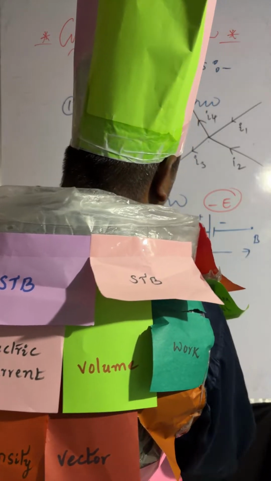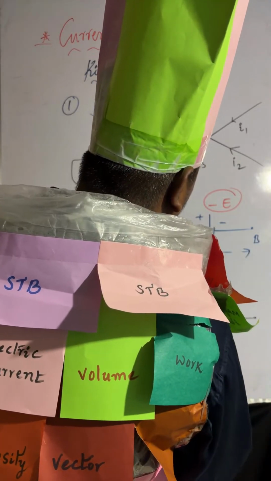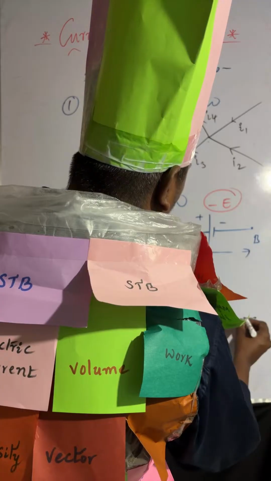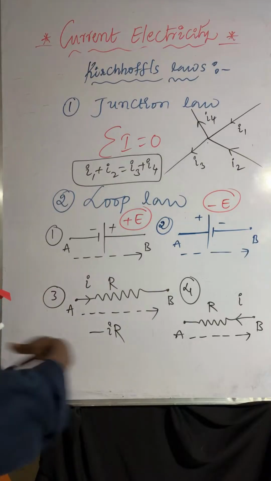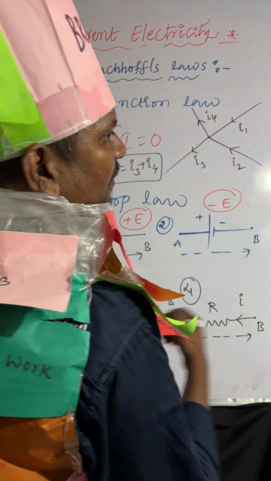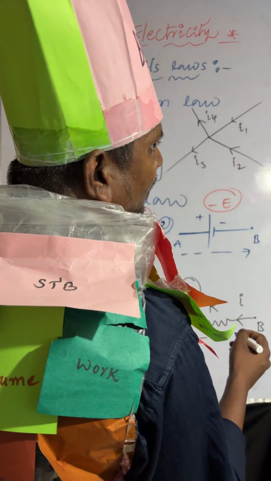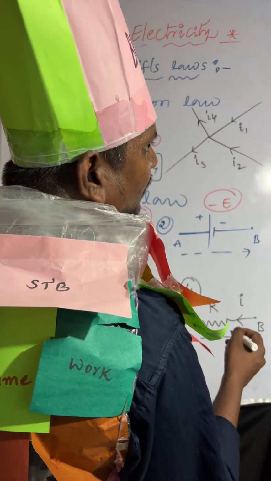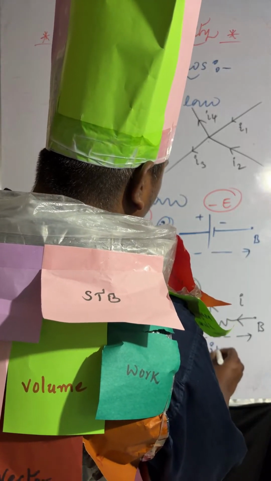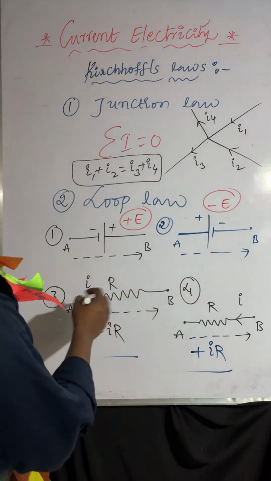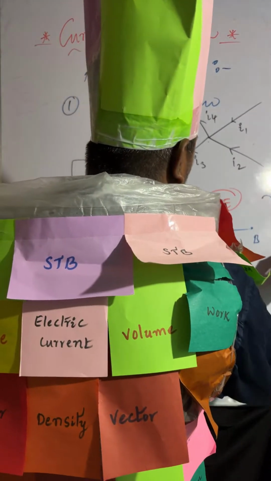Coming to the fourth one. A, B, R, and current is moving here, the path is like this. You are moving opposite to the current direction. Now the IR term is positive. So these 4 points, if you know them, then you can solve any circuit.